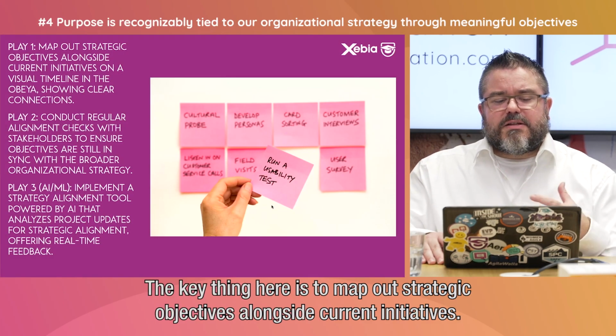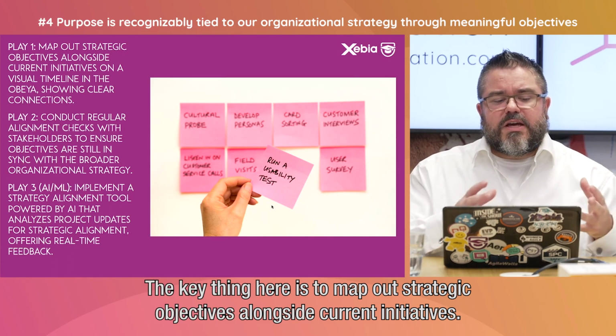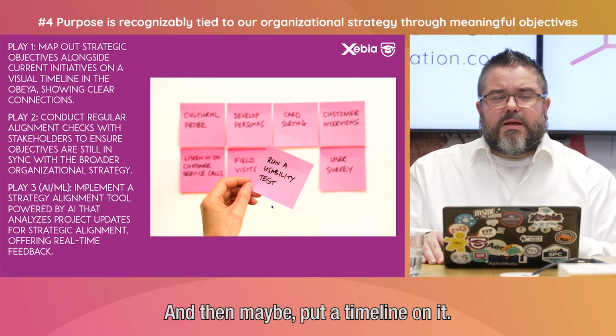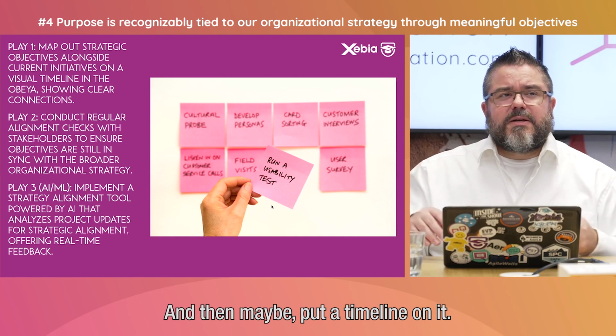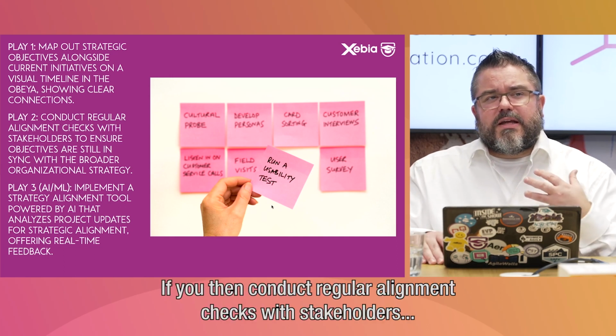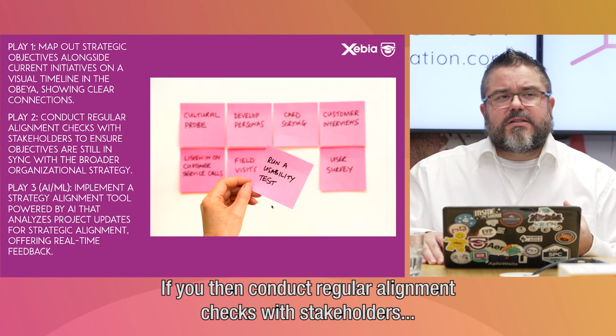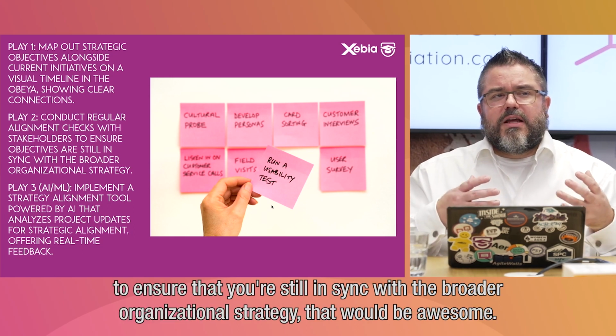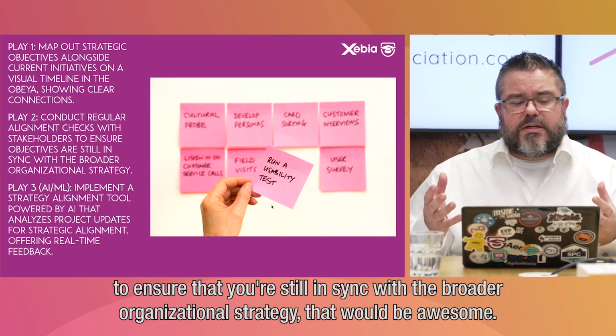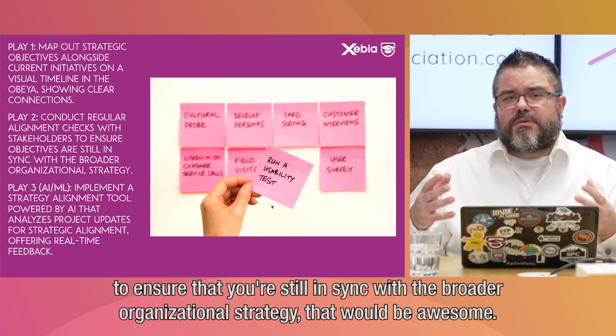Item number 4, you see here the 4th Obeya principle. The key thing here is to map out strategic objectives alongside current initiatives, and then maybe put a timeline on it. If you then conduct regular alignment checks with stakeholders to ensure that you're still in sync with the broader organizational strategy, that would be awesome.